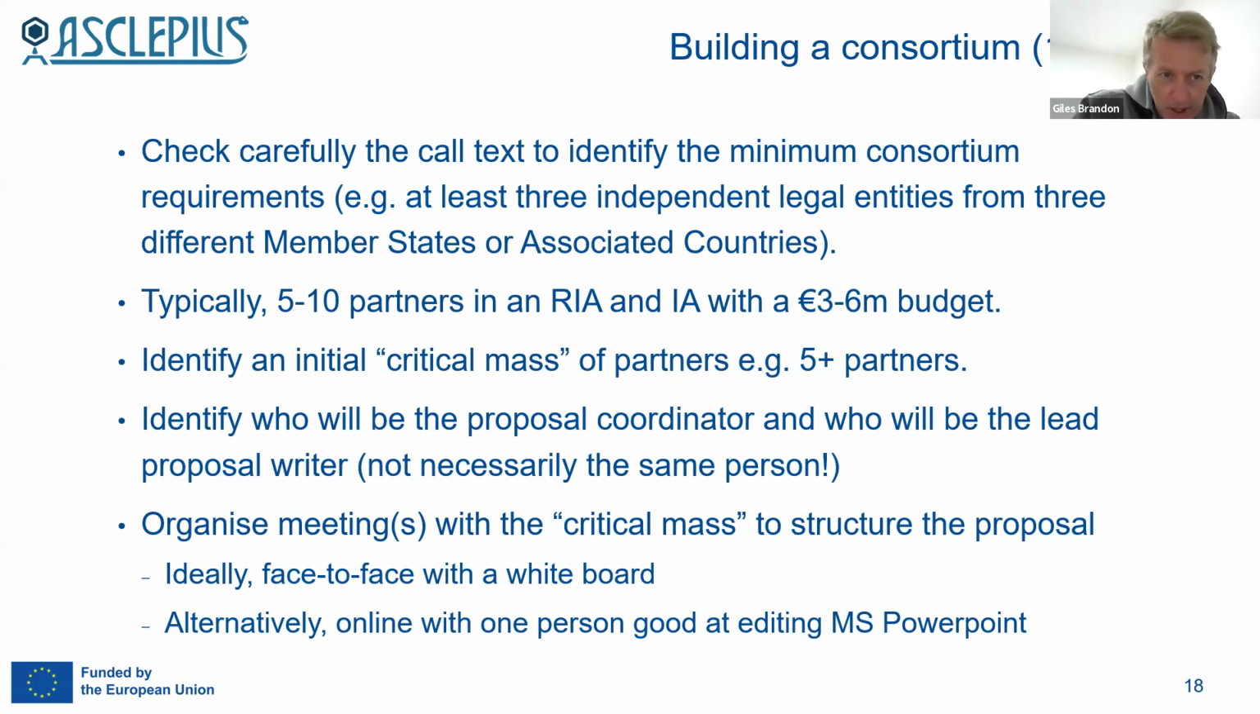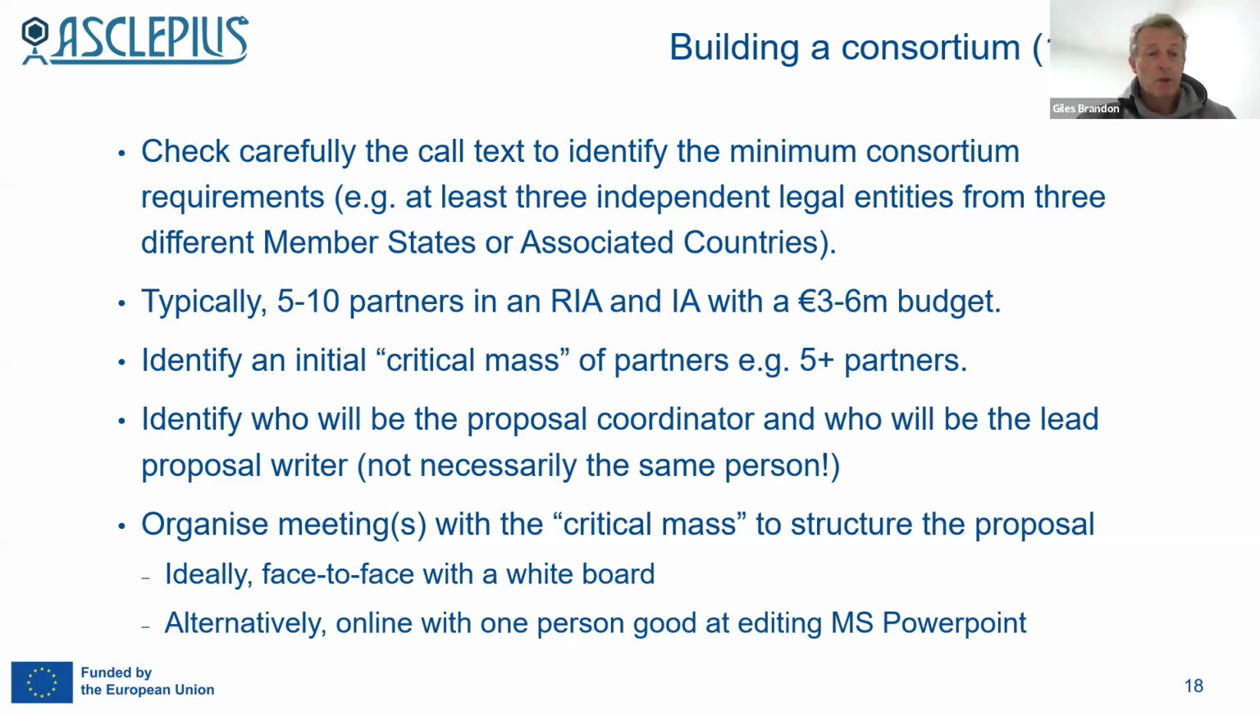So the first thing to do, and I'm reading the bullet points on the slide, check carefully the call text to identify the minimum consortium requirements. E.g., it's usually at least 3 independent legal entities from 3 different member states or associated countries are required. Certainly this was the condition for ASCLEPIUS, for the twinning call. So we had to have at least 3 different universities or public research organizations from 3 different member states. That was one of the minimum requirements.